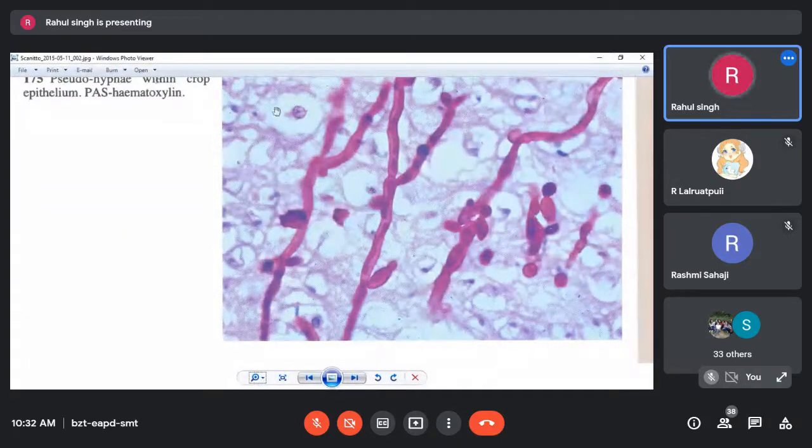You can see epithelial cell with only nucleus remaining. All cytoplasmic structures are gone. This is the nucleus. You can see nucleolus is also prominent here.